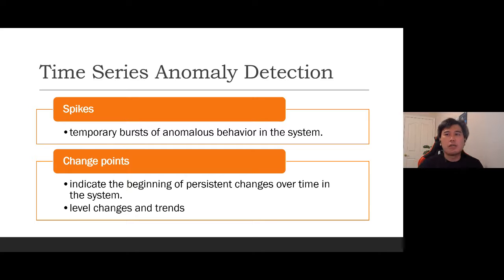For time series anomaly detection algorithms that are available out there, you'll hear about spikes and change points. Spikes would be temporary bursts of anomalous behavior in the system, and change points would be level changes and trends.